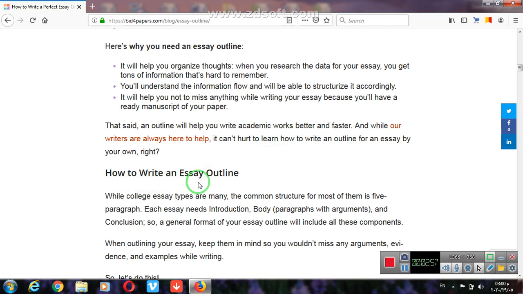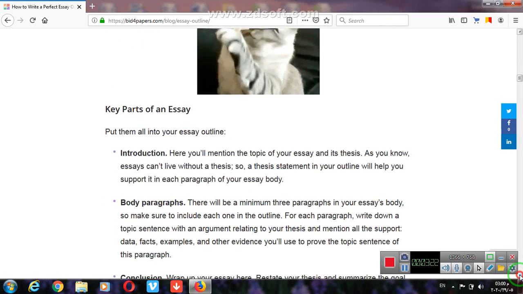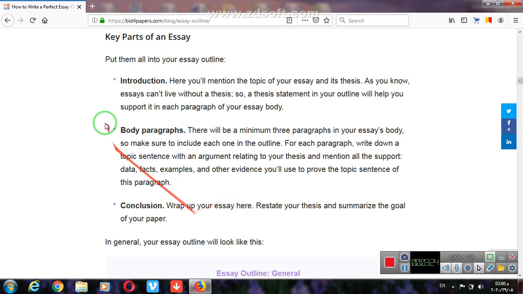How to write an essay outline. While college essay types are many, the common structure for most of them is five paragraphs. Each essay needs an introduction, body paragraphs with arguments, and a conclusion. So, a general format of your essay outline will include all these components. While outlining your essay, keep in mind to put all the information into your essay outline.